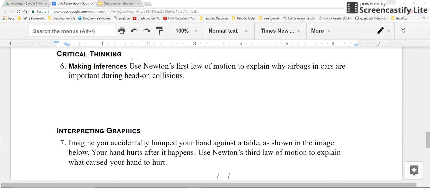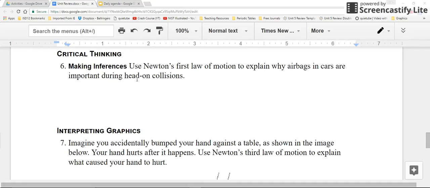So use Newton's first law of motion. That's objects at rest stay at rest. Objects in motion stay in motion until we get an unbalanced force, to explain why airbags in cars are important during head-on collisions. So the first part of this is probably you just imagining what's going on during a car crash when the front of a car hits something and the airbag in the steering wheel pops out and protects the driver from hitting the steering wheel.